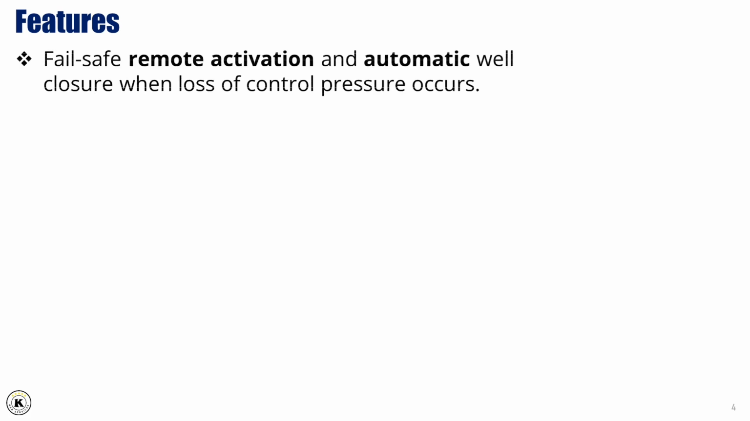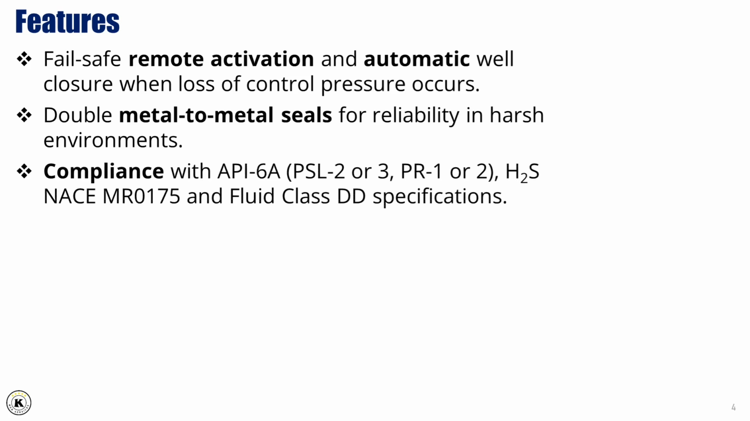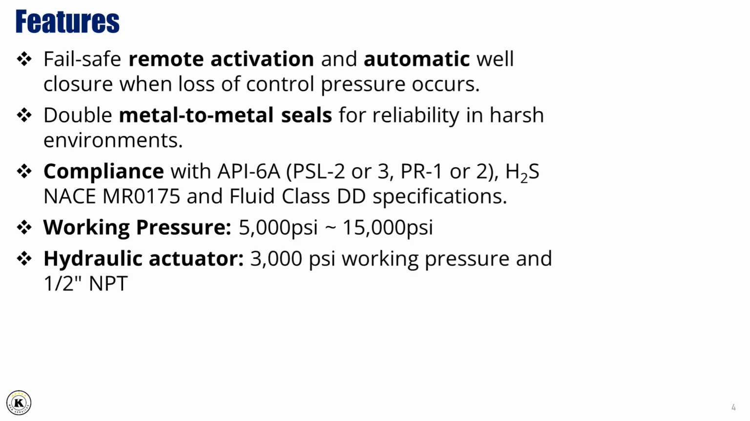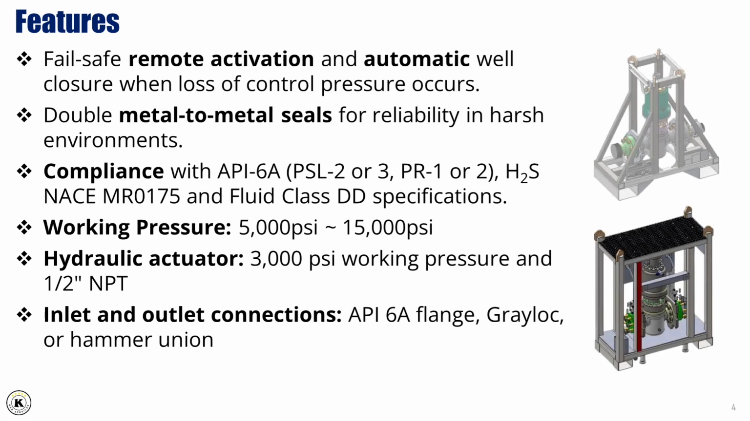Features: the Surface Safety Valve has numerous features including fail-safe remote activation, and automatic well closure when loss of control pressure occurs. Double metal-to-metal seals for reliability in harsh environments. Compliance with API 6A, PSL2 or PSL3, PR1 or PR2, H2S NACE MR0175, and fluid class DD specifications. Working pressure, ranging from 5,000 psi to 15,000 psi. Hydraulic actuator, 3,000 psi working pressure, and 1/2 inch NPT. Inlet and outlet connections, API 6A flange, greylock, or hammer union.